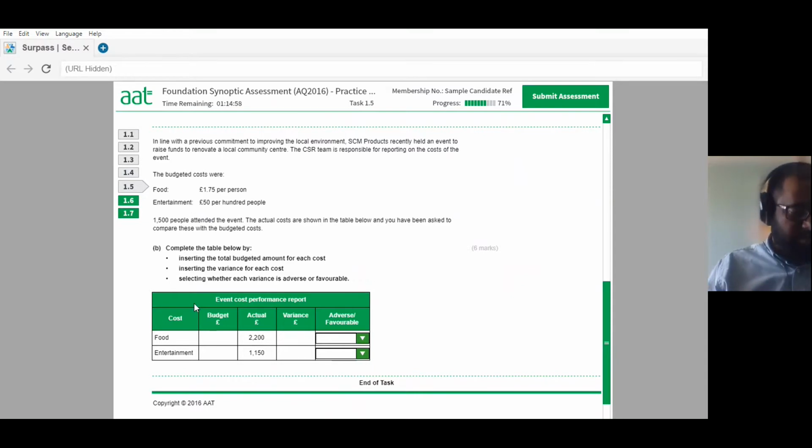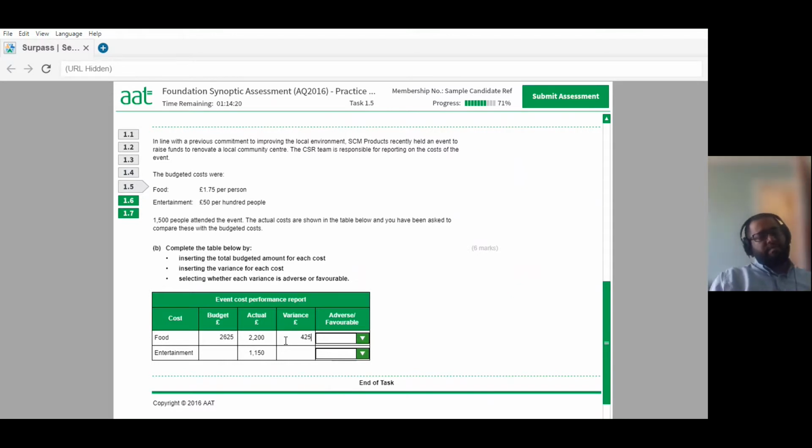The amount, sorry, 1,500, isn't it? Let's see, 1.75 multiplied by 1,500. It is coming as £2,625. What is the variance now? Variance is going to be budget minus actual, which is going to be 425 pounds. Is that good or bad?